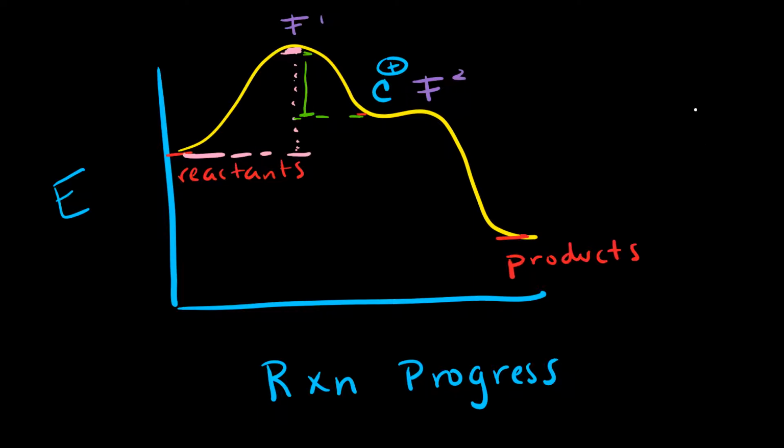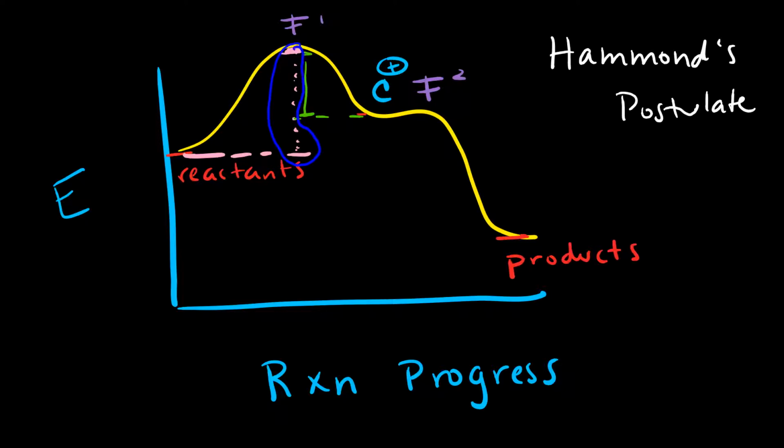You can read about something called Hammond's postulate in the text, but the premise of this, the basic idea, is that whichever species the transition state is closer in energy to is the one that it's going to resemble more closely. So if we take a look at the two energy gaps here in pink between the starting material and the transition state, versus here in green between the intermediate and the transition state, we see that the transition state is closer in energy to this carbocation.